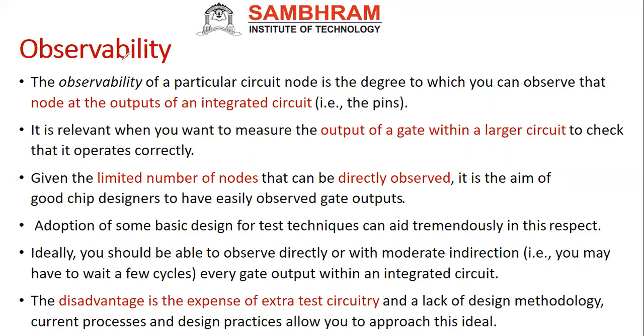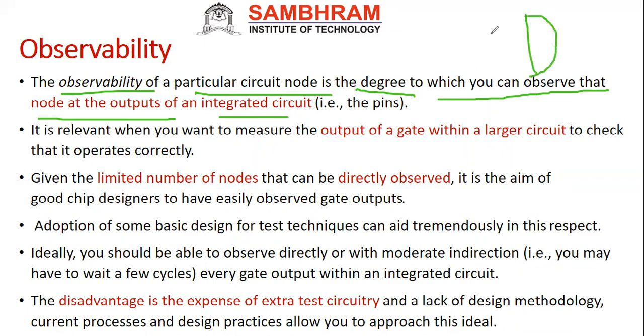Now here, observability of a particular circuit node is the degree to which you can observe that node at the output of an IC circuit, that is, the pins. Which is the pin? If I say this is a gate, this is a pin, this is a pin, and this is a pin. Normally I call the inputs and outputs pins. So we have to observe the output for the given inputs.